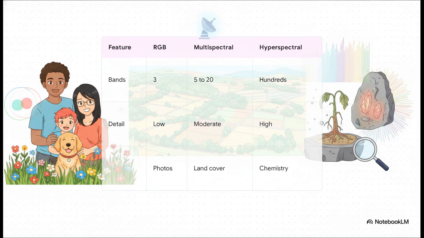While multispectral might tell you a plant is stressed, hyperspectral provides such incredibly high spectral detail that it can tell you exactly which nutrient the plant is missing or identify the specific mineral composition of a rock from a mile away.